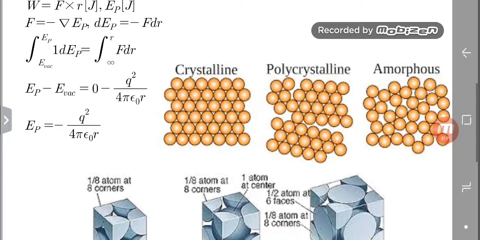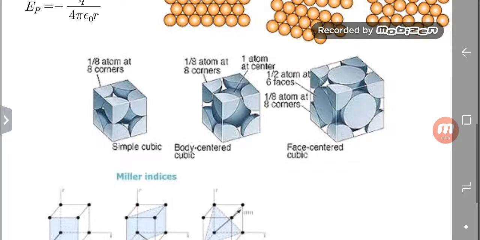There are three types of solid-state material: crystalline, polycrystalline, and amorphous. Crystalline is a structure in which atoms appear perfectly periodic, and polycrystalline is a regular but interrupted structure. Finally, amorphous is a completely irregular and unstable structure. And there are also three cubic lattices.